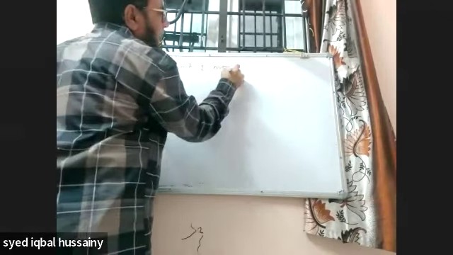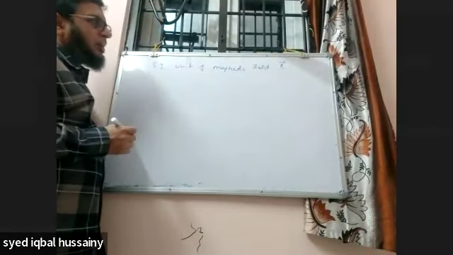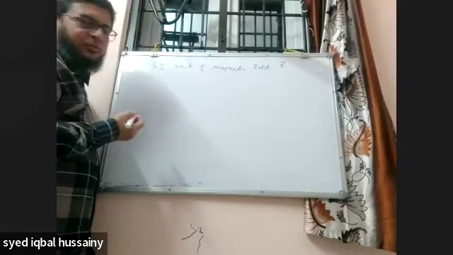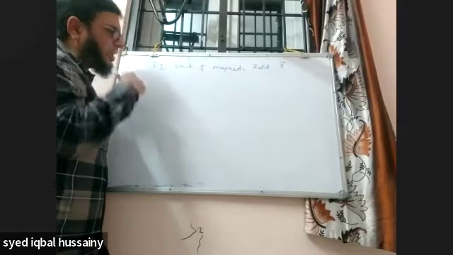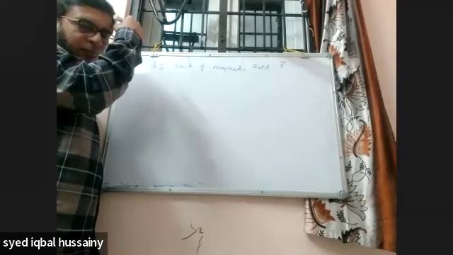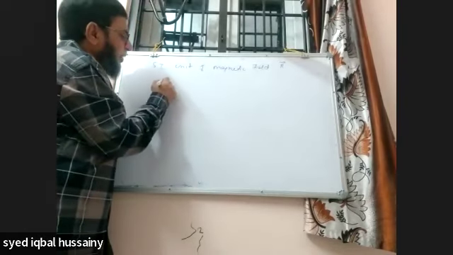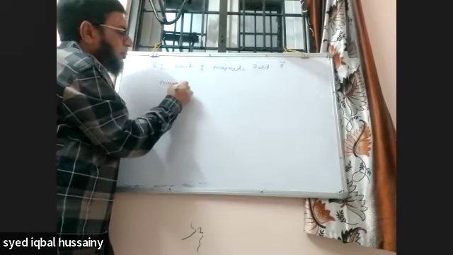SI unit of magnetic field. Magnetic field का symbol क्या होता है? B होता है. B वेक्टर होता है. So to find the SI unit of magnetic field, what formula do we use? Where do we get help from? Magnetic force हमको मालूम होना चाहिए. Can you not tell me what is magnetic force? Force क्या होता है?